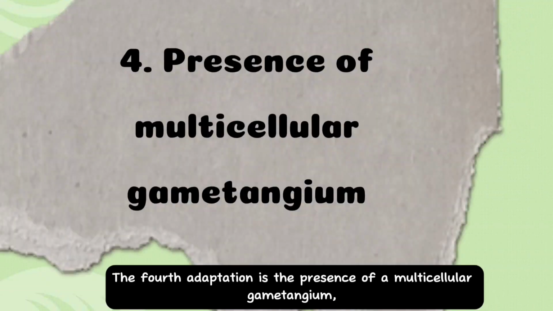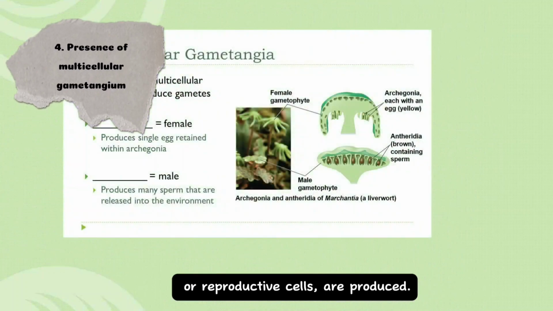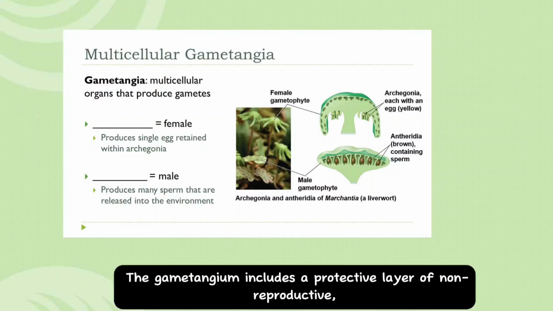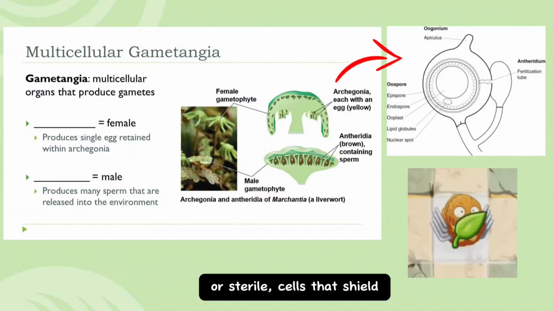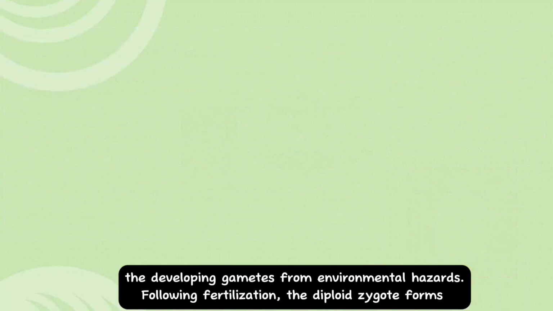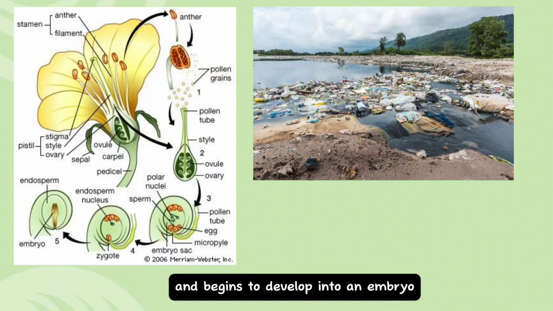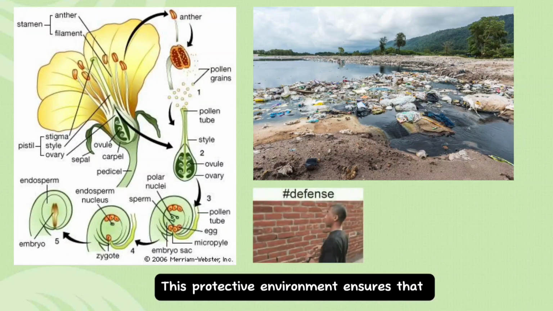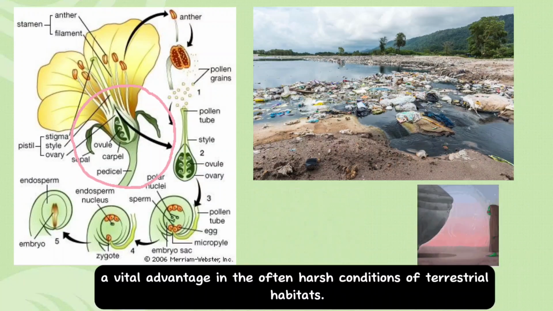The fourth adaptation is the presence of a multicellular gametangium, which is the structure where gametes, or reproductive cells, are produced. The gametangium includes a protective layer of non-reproductive, or sterile, cells that shield the developing gametes from environmental hazards. Following fertilization, the diploid zygote forms and begins to develop into an embryo within the female gametangium. This protective environment ensures that the embryo is safe as it develops, a vital advantage in the often harsh conditions of terrestrial habitats.